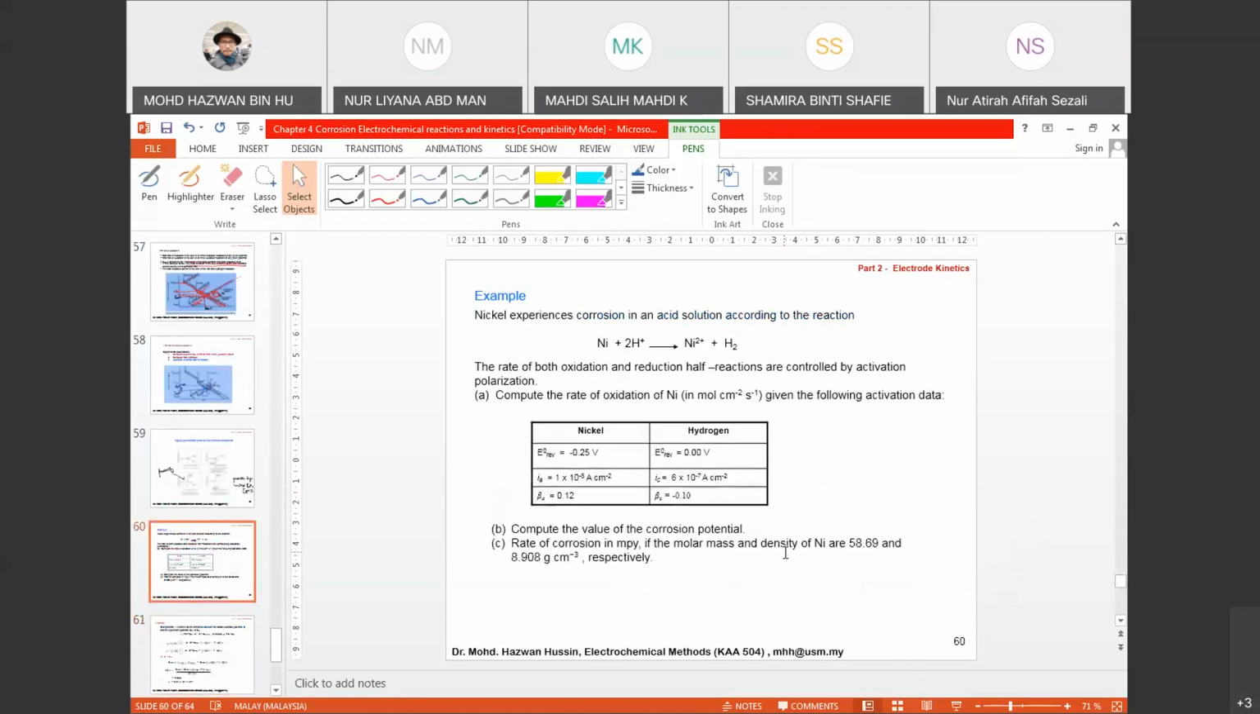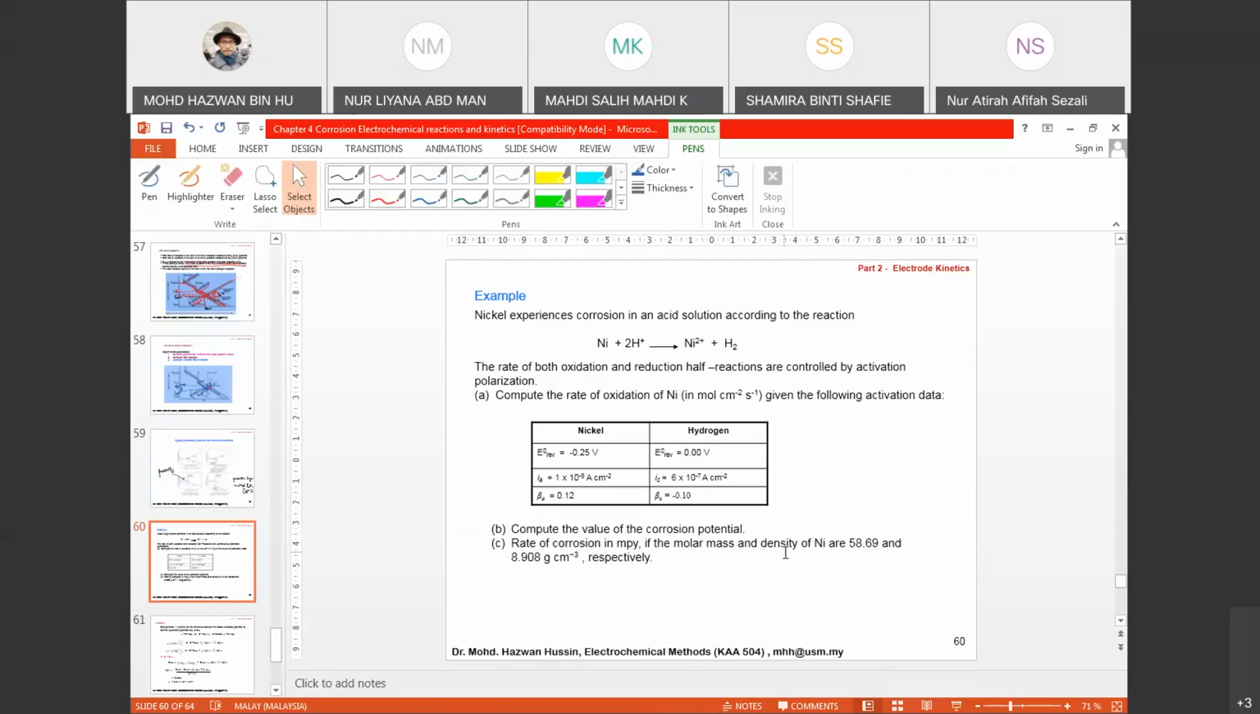Okay. All right. I think later after today, I will post a new assignment for you. It's assignment 2, which covers chapter 4. And we are going to look at examples for mixed potential.